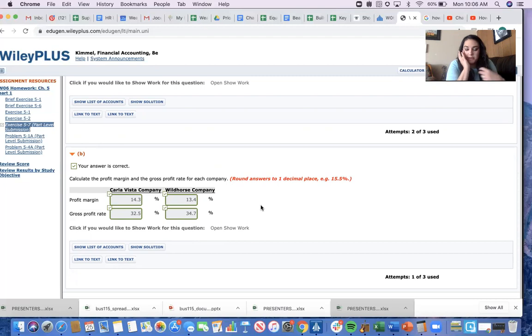So we're asked to get the profit margin and the gross profit rate for each of these companies. So we'll start again with Carla Vista. Profit margin, if you guys remember, is easily calculated by taking net income divided by net sales. Now it's important to note in this question that we are asked to round answers to one decimal place, like 15.5% it gives us as an example. So profit margin is net income divided by net sales.